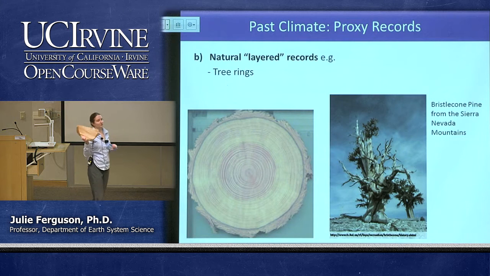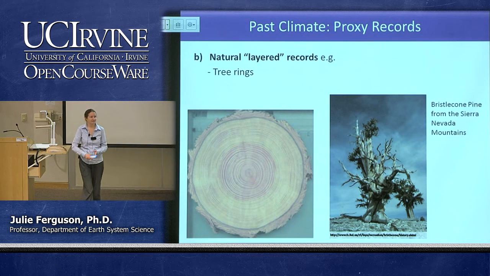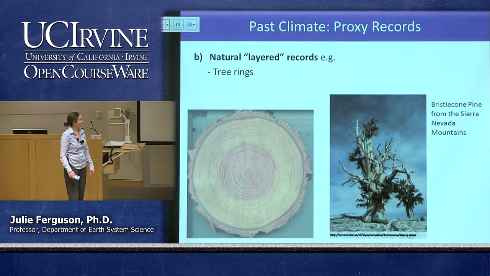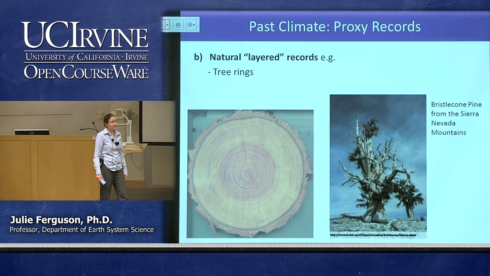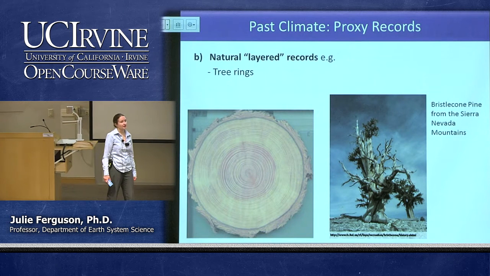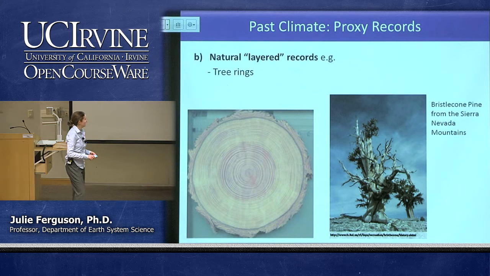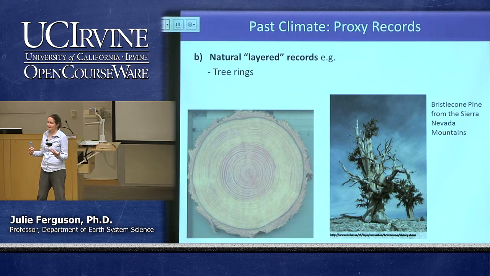Does anyone know how old bristlecone pine trees can get? These are your other native trees in California. Thousands and thousands of years old, okay? These can be 5,000 years or older. And so we can get really nice long records from tree rings, and we can also piece them together to get further and further back in time. So that's one that you're familiar with, and I think it's pretty easy to get a sense of how they could be used.